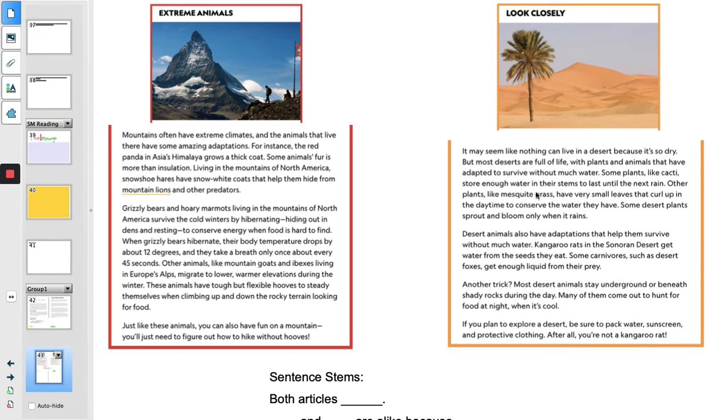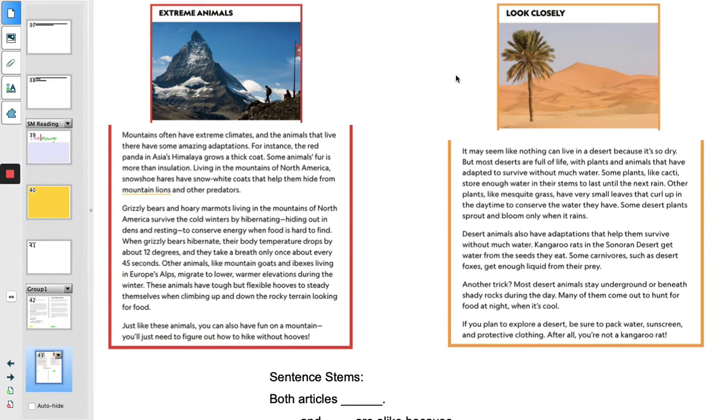And now I'm going to look at my Look Closely article. It may seem like nothing can live in a desert because it's so dry. But most deserts are full of life, with plants and animals that have adapted to survive without much water. Some plants, like cacti, store enough water in their stems to last until the next rain. Other plants, like mesquite grass, have very small leaves that curl up in the daytime to conserve the water they have. Some desert plants sprout and bloom only when it rains.